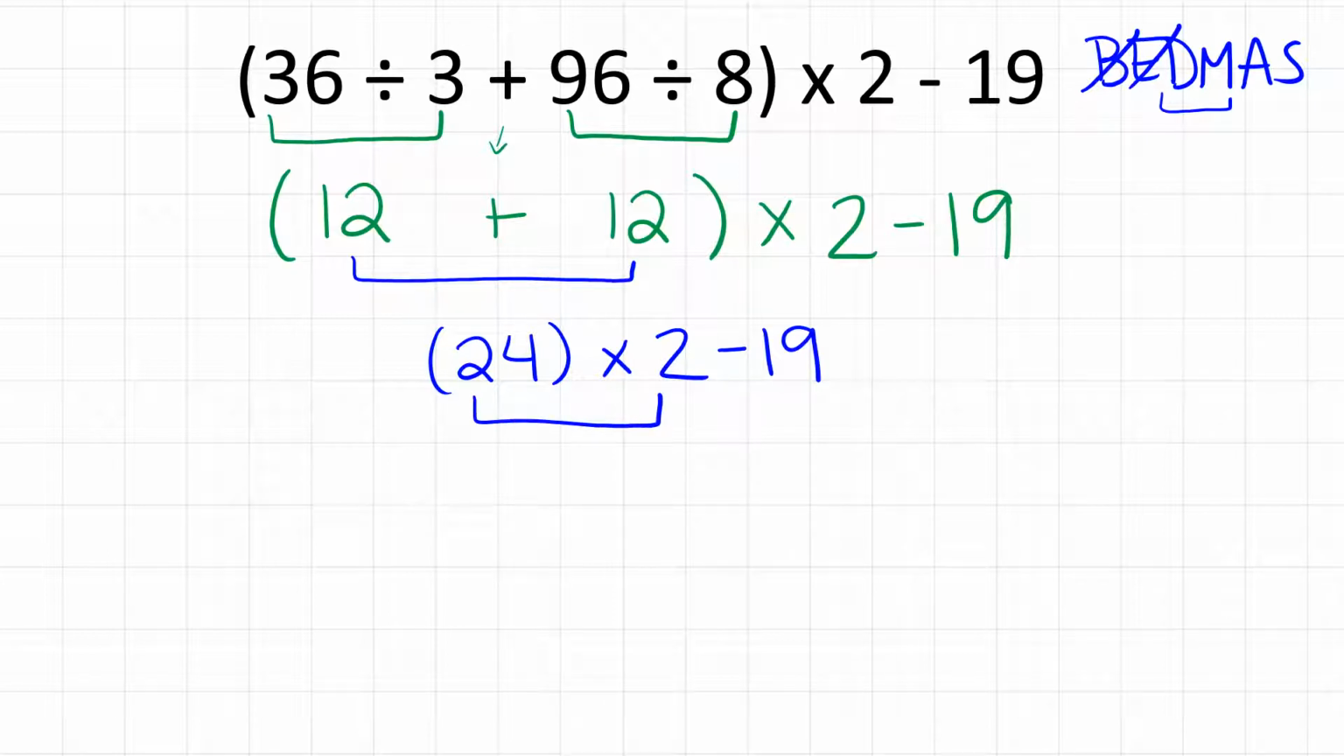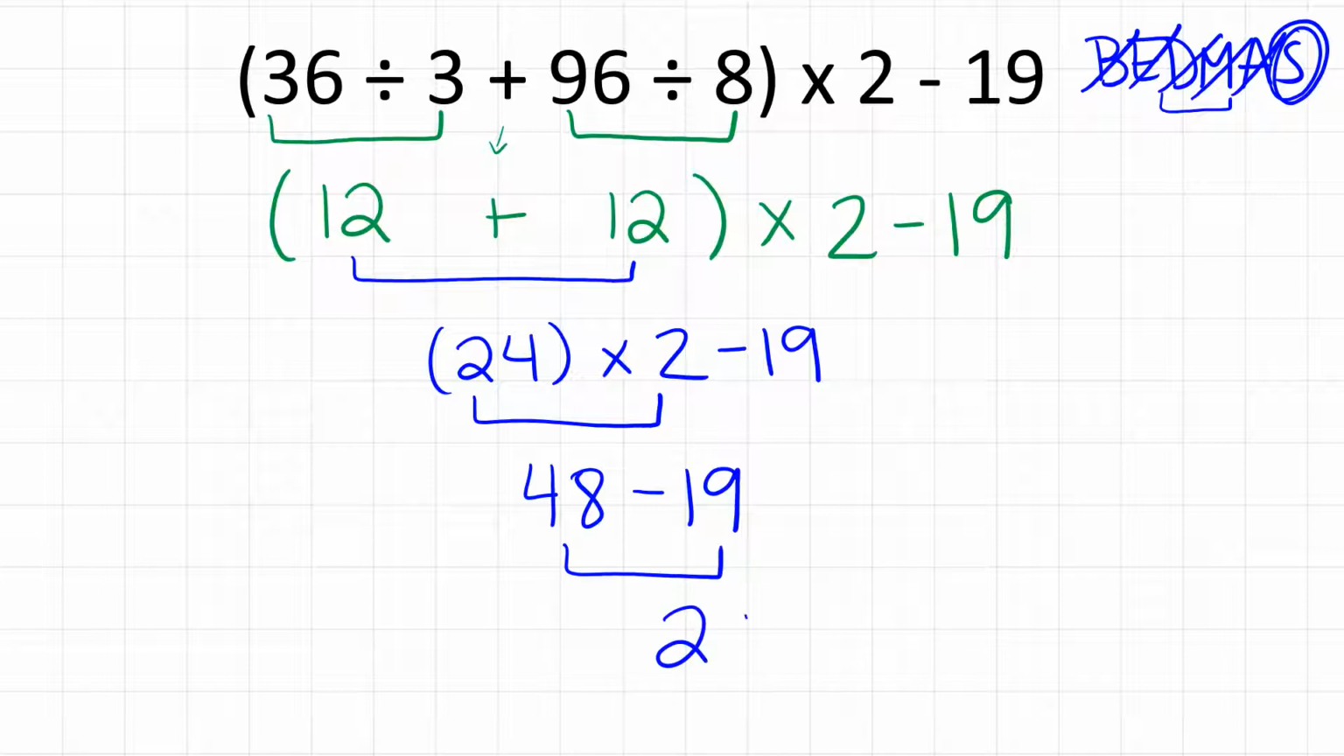24 times 2 is 48. I'm just going to rewrite the minus 19. And now I can do the final step of subtracting. And 48 minus 19 gives me a final answer of 29. So yes, this looked very tough when we began, but by breaking it down and showing all of our work, we were able to get the final answer.